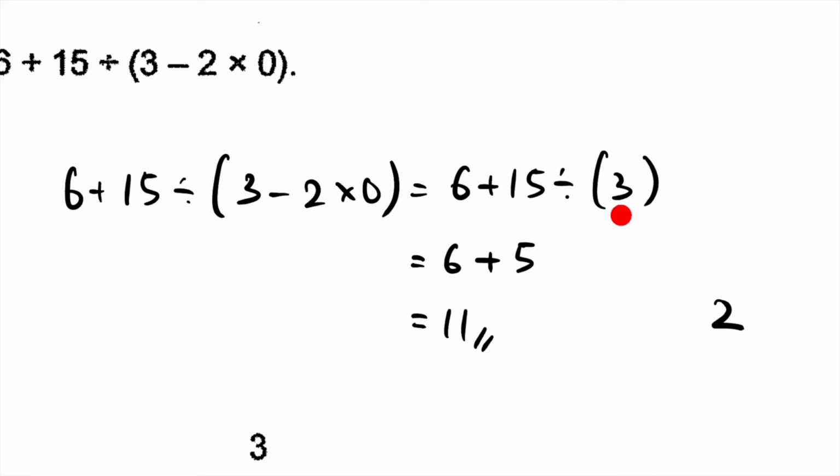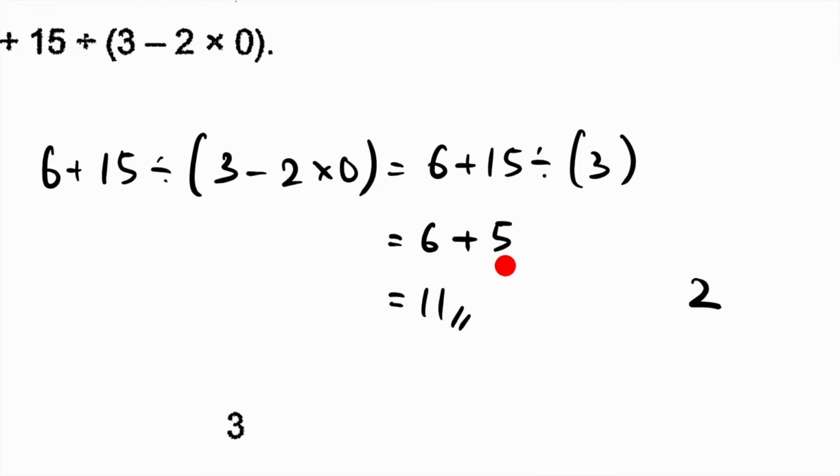Okay, then we'll work with division first, yeah? Leave the 6 alone. 15 divided by 3 is 5. Now finally, the last step, add them together is 11.